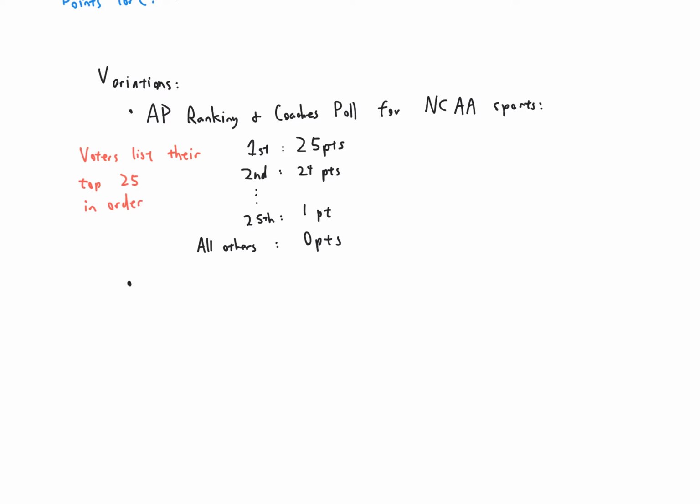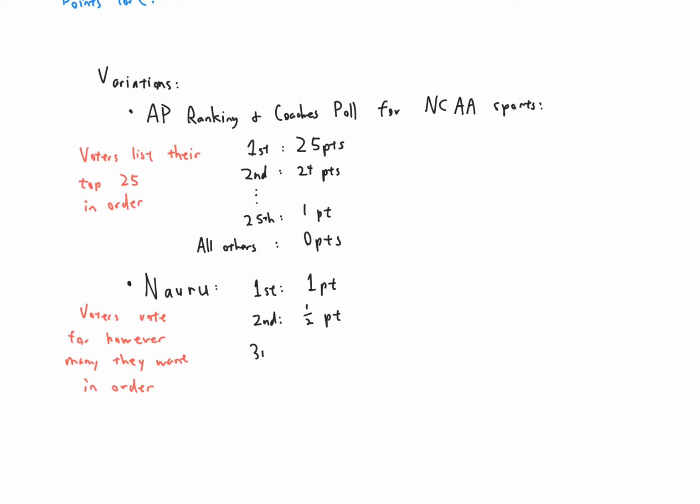One more really interesting one is the island nation of Nauru. In their voting system, voters can vote for as many candidates as they want, listing them in order. And then the point system is that each voter's first choice is awarded 1 point. Each voter's second choice is awarded a half a point. Each voter's third choice is awarded a third of a point, etc., down to however many people the voter voted for.